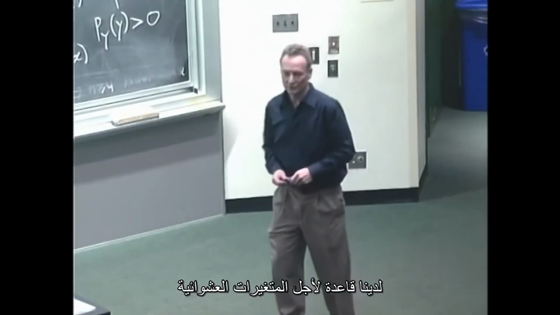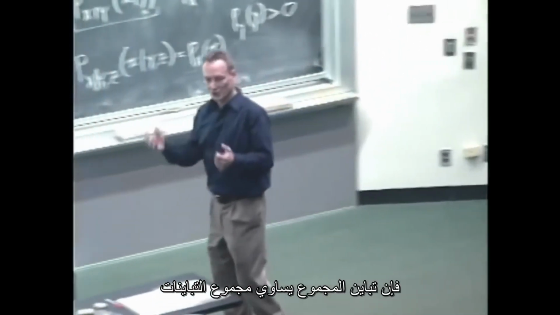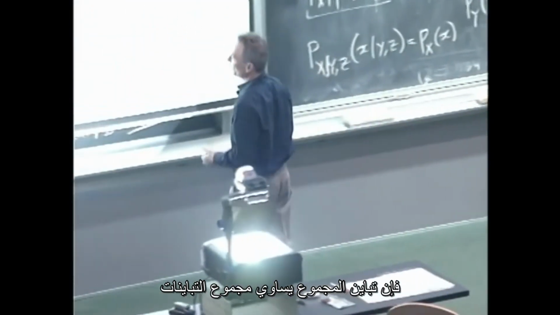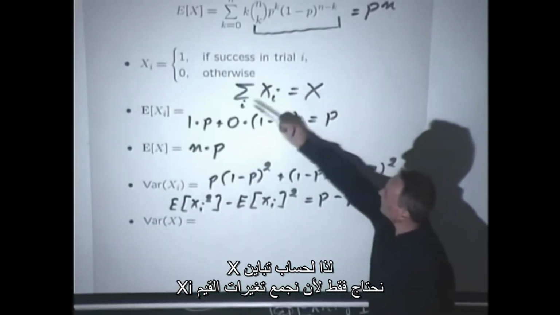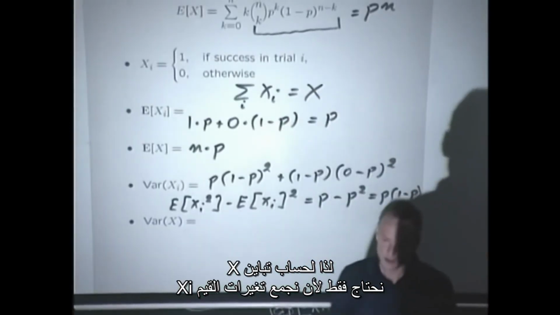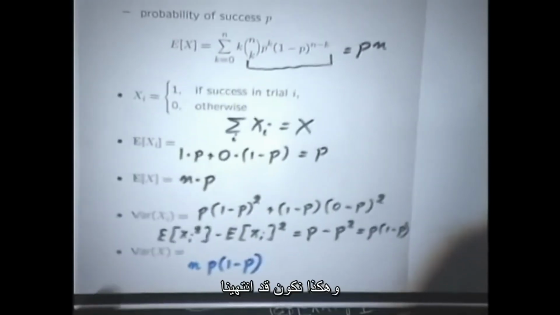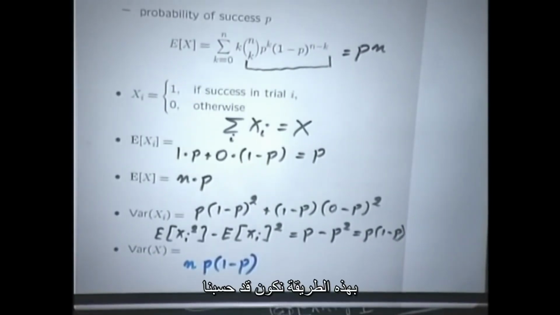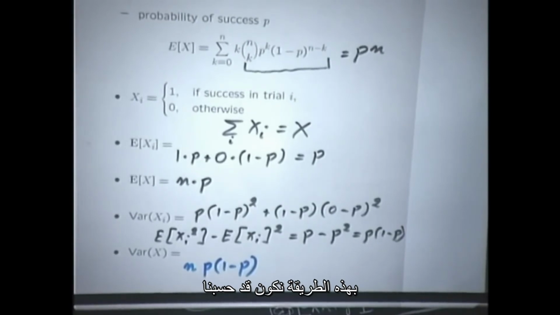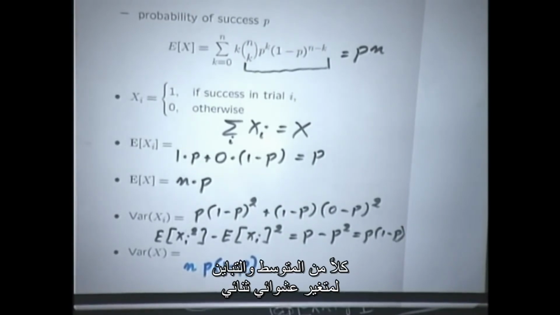Finally, are we in business? Can we calculate the variance of the random variable x as well? Well, we have the rule that for independent random variables, the variance of the sum is the sum of the variances. So to find the variance of x, we just need to add the variances of the xi's. We have n xi's, and each one of them has variance p times 1 minus p, and we're done. So this way, we have calculated both the mean and the variance of the binomial random variable.